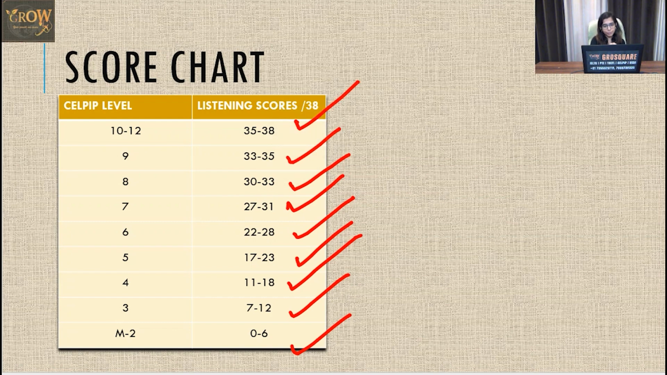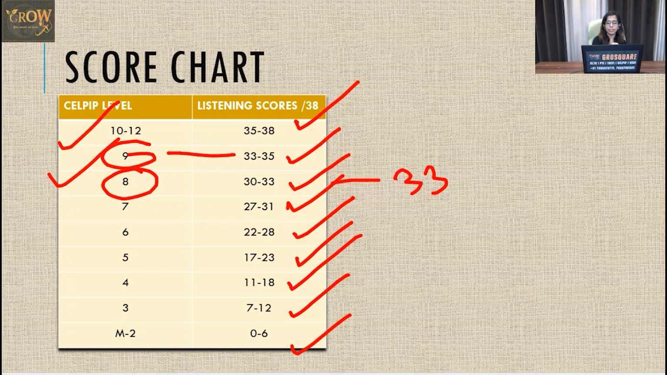Now you might get confused that on 33 here they have written that they are going to give you 8 CELPIP level, but here they are going to give you 9 on 33, and on 35 they are giving 9 and 10 as well. Why is it so? Now let's understand these things in a little bit of detail.